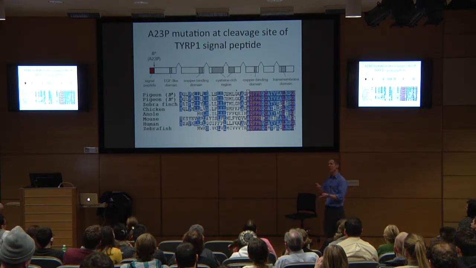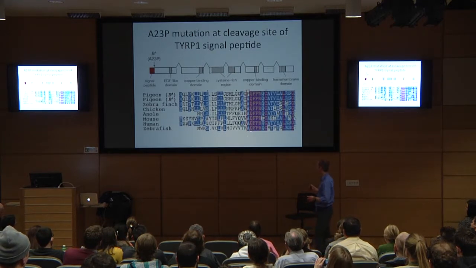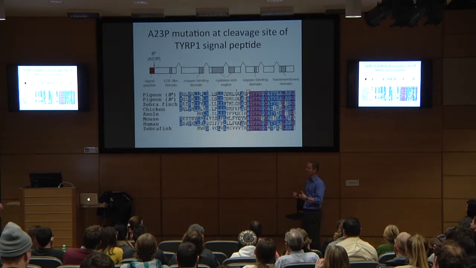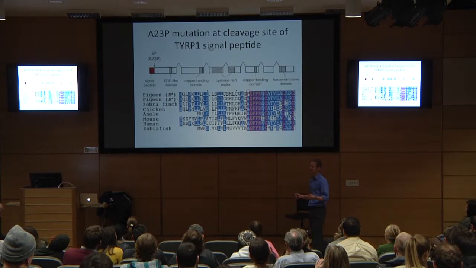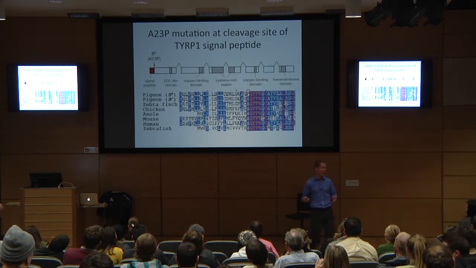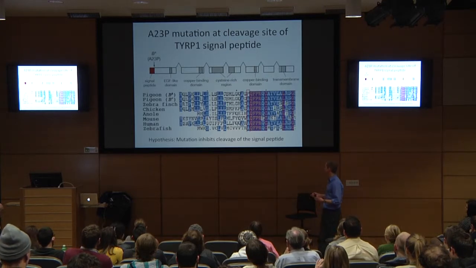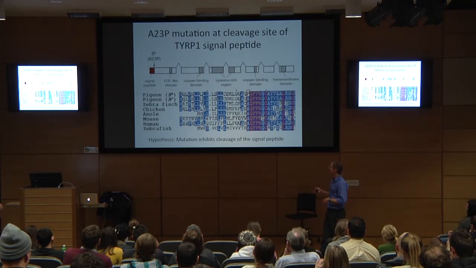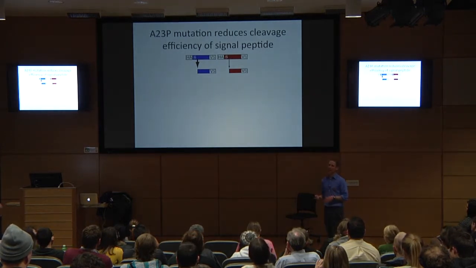So what this suggests is that over evolutionary time, it's been really important for this to be an alanine. Evolution has selected for this particular amino acid until the ash-red pigeon came along. So that suggests that this mutation might be having an effect on the protein. The hypothesis we had was that this mutation might be inhibiting cleavage of the signal peptide. So normally this should be cut off. So what we wanted to do was to test whether that was in fact the case.